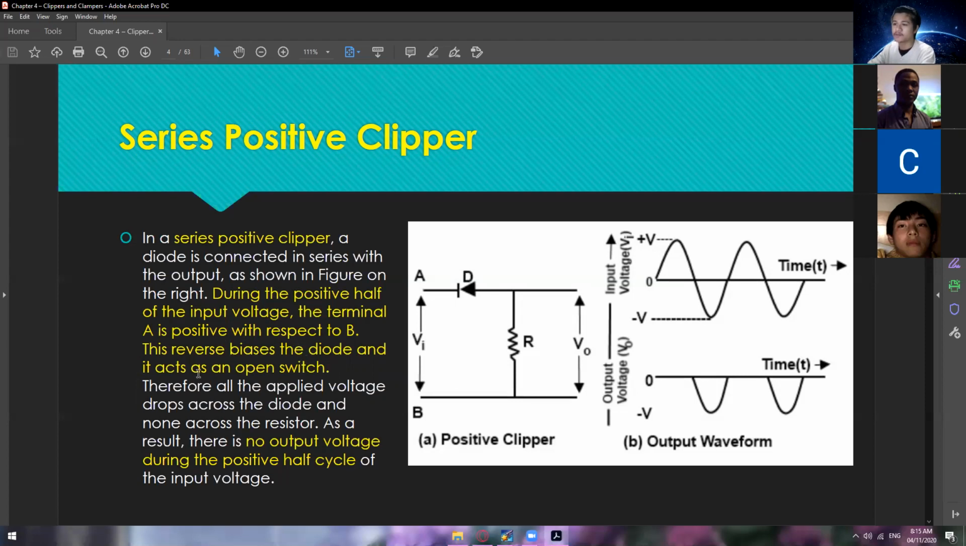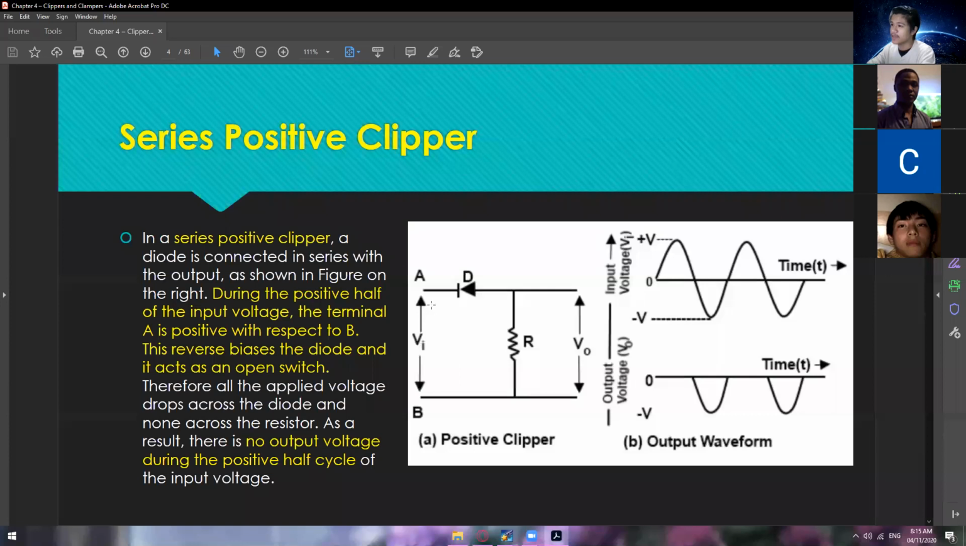So therefore, all the applied voltage drops across the diode and none across a resistor. As a result, there is no output voltage during the positive half cycle of the input voltage. So it's the same as what we discussed last meeting. Same concept, same idea.